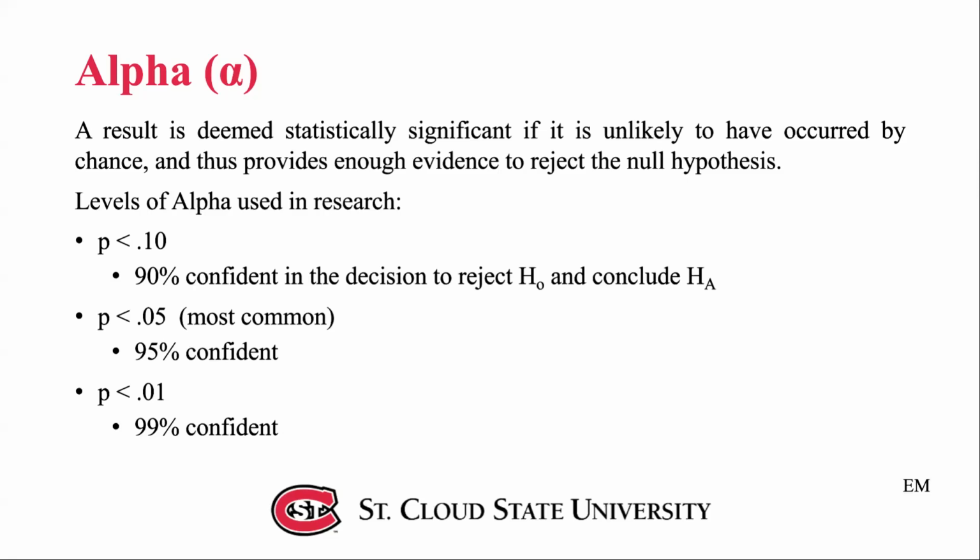So here is our p-value, which we compare to our alpha. If our p-value is less than 10%, then we'll say we are 90% confident in the decision to reject our null hypothesis and conclude with the alternative hypothesis. And the same goes with 5%, which is the most common. If we use a p-value less than 0.05, or a 5% significance level, then we'll say we are 95% confident in our decision to reject H naught and conclude with HA, which is the alternative hypothesis.